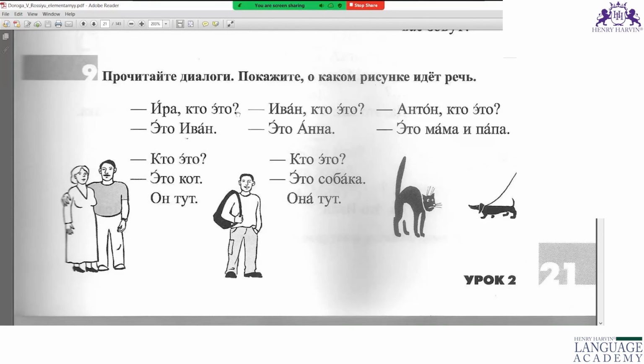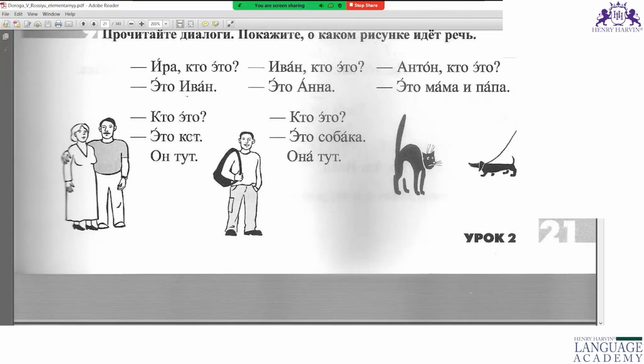Okay. Ира, кто это? Это Иван. Иван, кто это? Это Анна. Антон, кто это? Это мама и папа. I think it's too simple, right? Кто это? Кто это? Это кот.